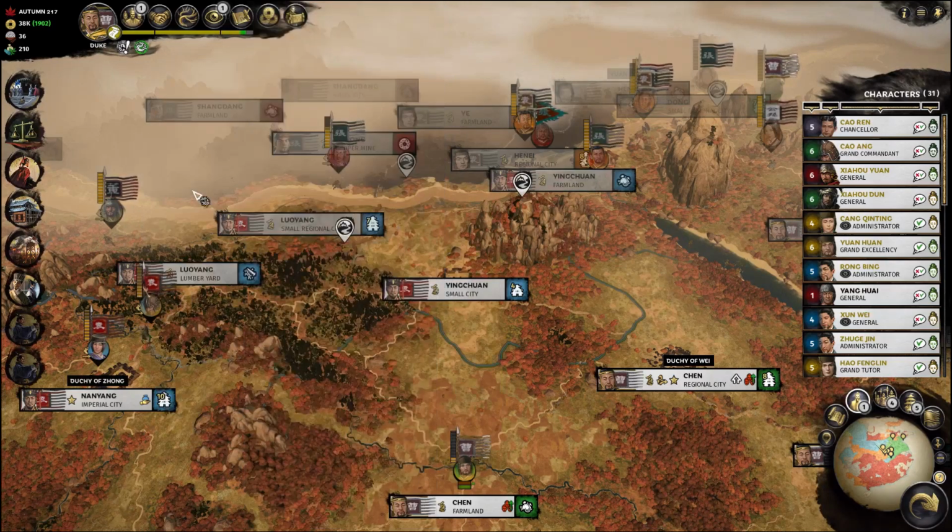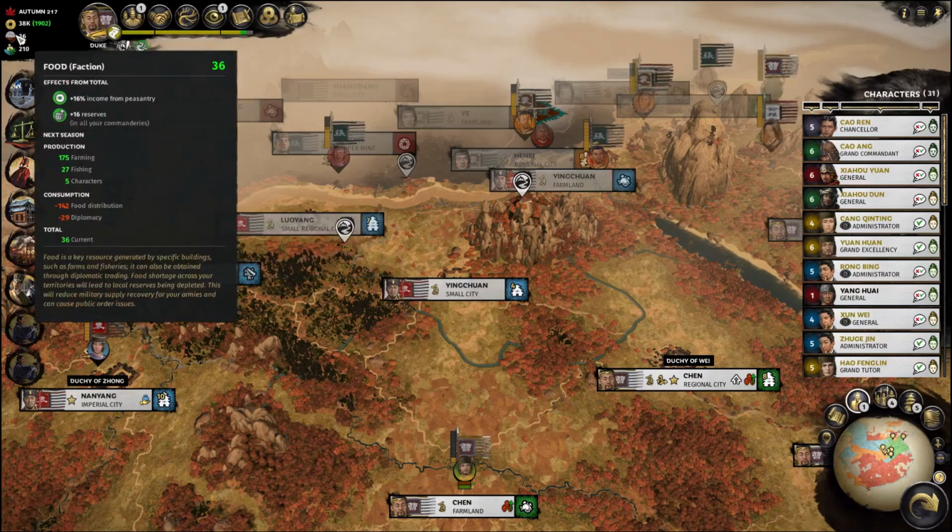Yeah, that's it for that. You can see the food in here. As you can see, the more food we have, the more bonus from income from peasantry we have. And we also get bonus to the reserves as well. You know what? I will also talk about the reserve a bit in this video.